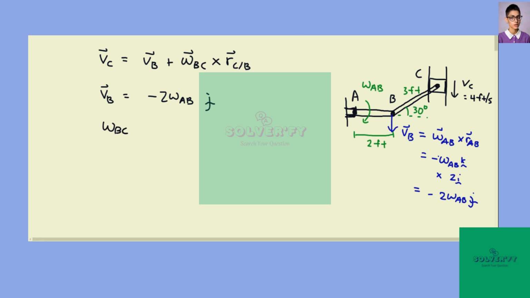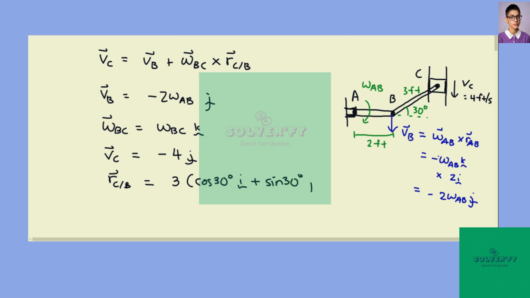Then we also have omega BC, pointing in some direction, so I'm just going to write it as omega BC magnitude times K hat. And then VC is given to be minus 4J. And then R, the position vector of point C relative to point B, is actually 3 cosine 30 degrees I plus sine 30 degrees J. So this will be 1.5 root 3 I plus J.